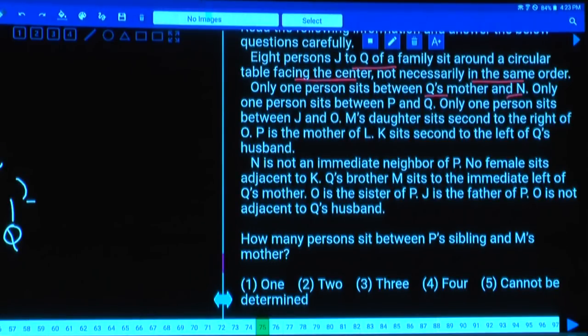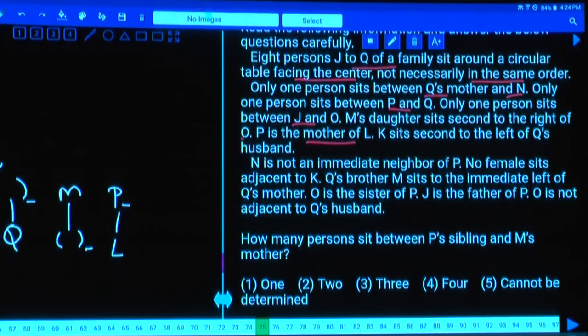K sits second to the left of Q's husband. Now this Q is having a husband and that person is not K. And Q is a female. Q is a female, Q is having a husband. N is not an immediate neighbor of P. No female sits adjacent to K.